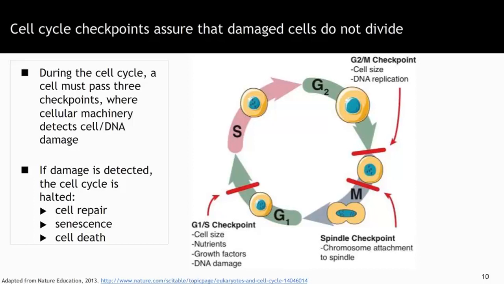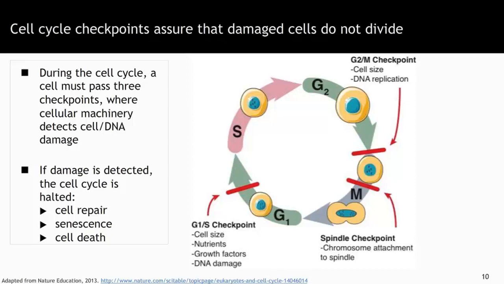The first checkpoint is in the G1 phase, called the G1S checkpoint. Cell checkpoint proteins check the cell for its size, access to nutrients and growth factors, and DNA damage. If everything is found to be satisfactory, the cell is allowed to proceed to the S phase. The G2M checkpoint similarly checks the cell for the appropriate size and ensures that the DNA has been duplicated correctly. And then finally, the spindle checkpoint makes sure that the chromosomes attach to the mitotic spindles correctly during mitosis.